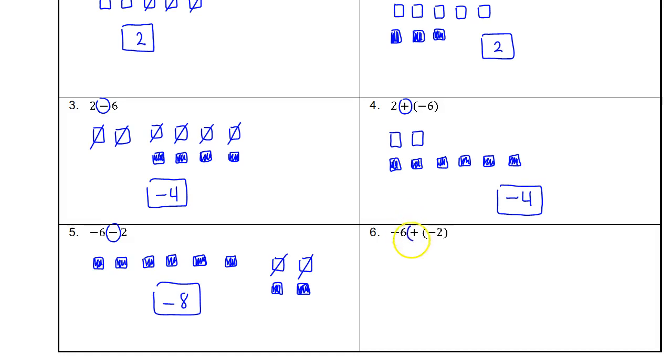And last one, number 6, we're adding, so we're starting with a negative 6, so that's 6 shaded chips, and I'm going to add 2 negatives to my model, so plus negative 2. I don't have any 0 pairs here because all of my chips are negative, and if I add them all together, I have 8 of them, so the sum is negative 8.